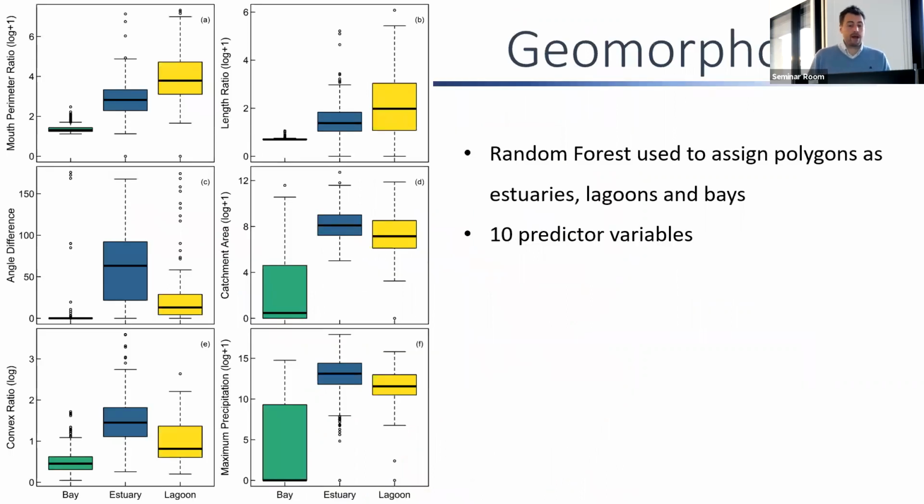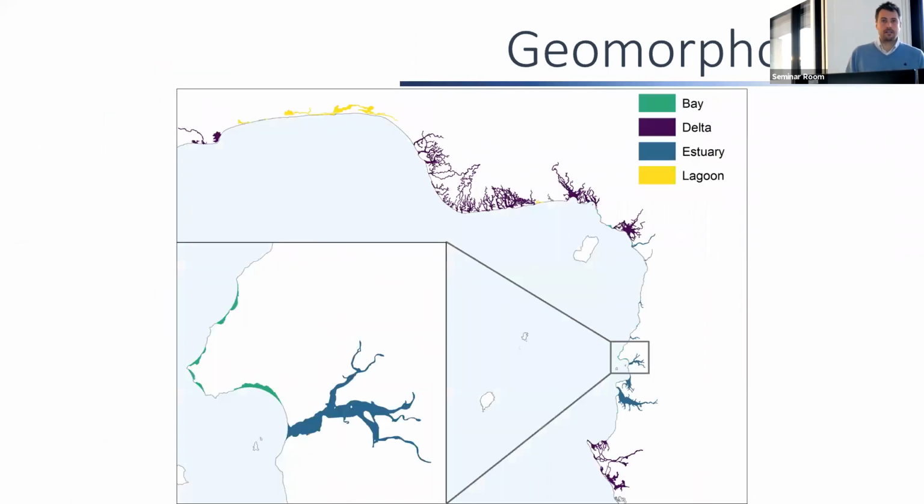And what we did was run a random forest to assign polygons as estuaries, lagoons, and bays. And actually what we thought would likely happen turned out to work quite well. So for example, there was much more precipitation coming to the estuaries than other types. They were more perpendicular to the coastline and so forth. So we could start to categorize those polygons into their geomorphic type. So as you can see, we've picked out that big polygon to the top is a lagoon. We've identified the delta in the middle. We've identified some of the estuaries down in the south.